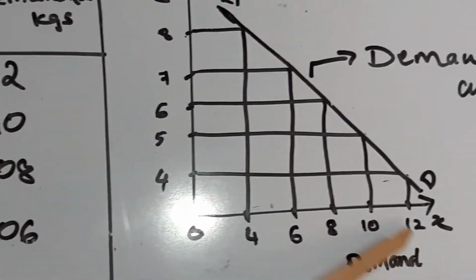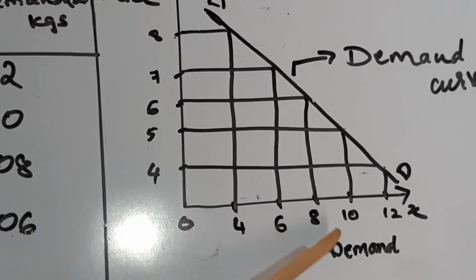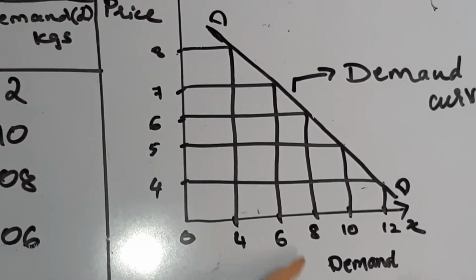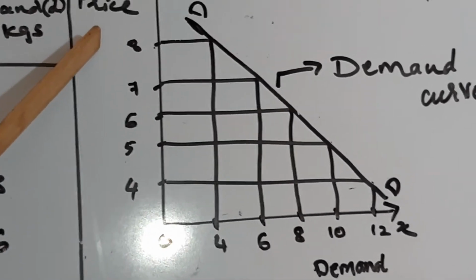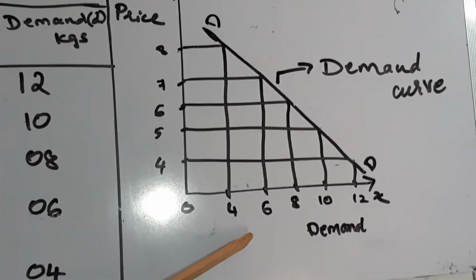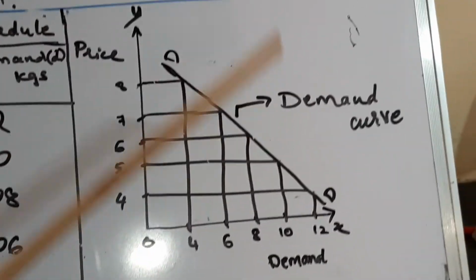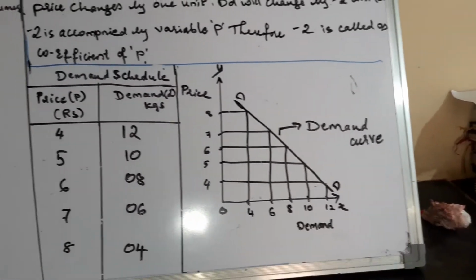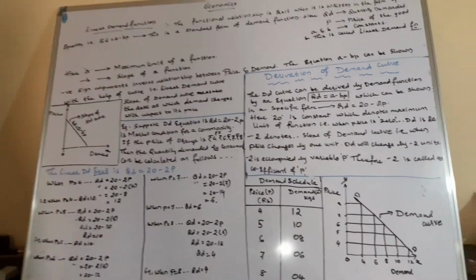When the price is 4, the demand is 12. When the price is 5, the demand is 10. When the price is 6, the demand is 8. When the price is 7, the demand is 6. When the price is 8, the demand is 4. It means as the price has gone on increasing, the demand has gone on decreasing. And when we join these various points, we get a curve called the demand curve. And this is called the derivation of a demand curve with the help of a linear demand function.